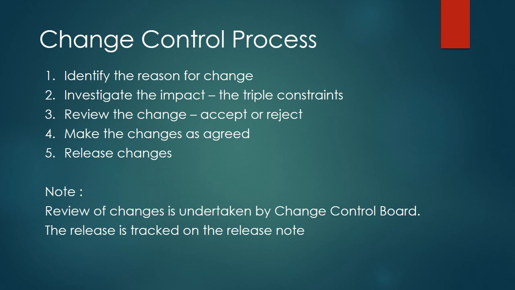And let's look at the process flow of how the change control process works. So we will check the scope, time, cost, quality, risk, stakeholder management and procurement. Thereafter, the change control will go to the change control board where the complete impact analysis is presented and the board approves or declines the change request.